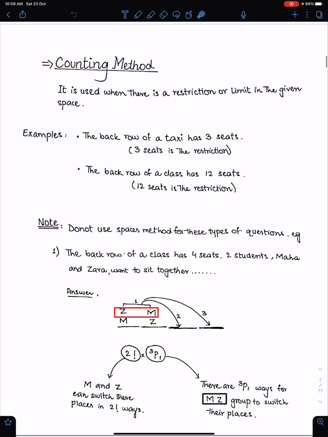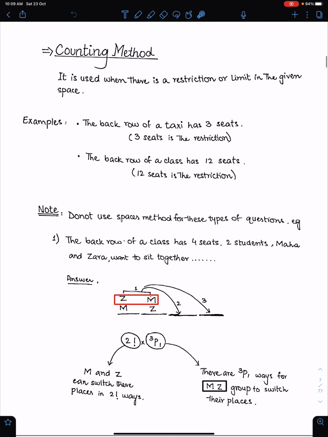Counting method. This method is used when there is a restriction or limit in the given space. For example, the back row of a taxi has 3 seats. This is the restriction. The back row of a class has 12 seats. Again, this is the restriction. So do not use the spaces method for these types of questions.